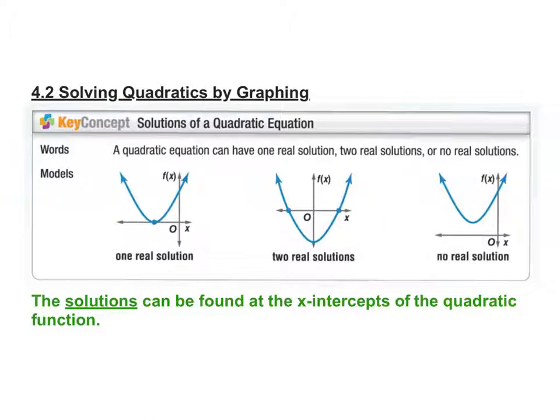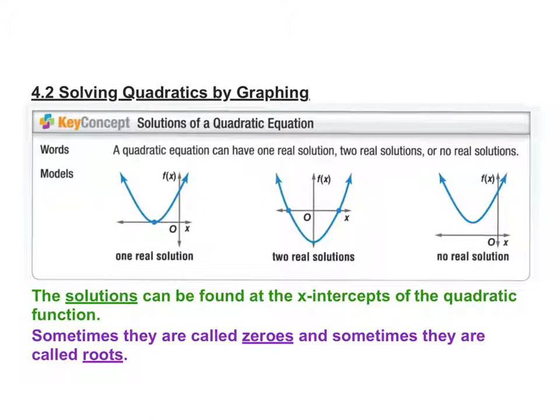Okay? We're looking at the graphs, and we're going to look at the x-intercepts, and that's where the solutions are. Sometimes the solutions have different names, and they will be referred to in different ways. Okay? There are some other terms that will be used interchangeably. Sometimes we call those solutions zeros. Sometimes we call those solutions roots, depending on the context of the problem. All three of these words mean the exact same thing, though.